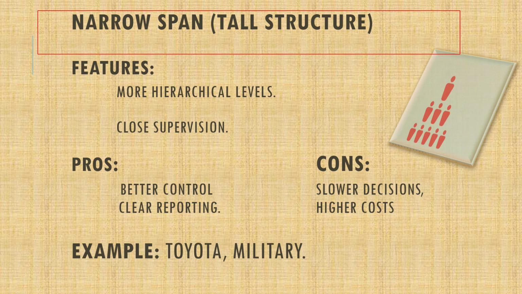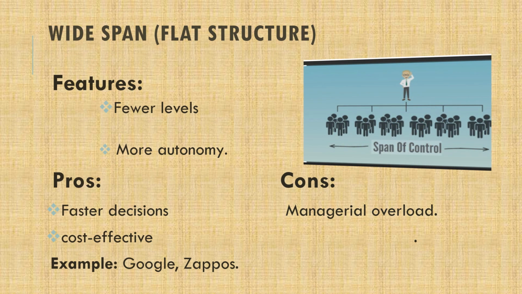Now let us see what is wider span of management. You know that here wider span of management means a manager oversees many subordinates. That's why it leads to a flatter organizational structure. Many subordinates are controlled and supervised by the manager.